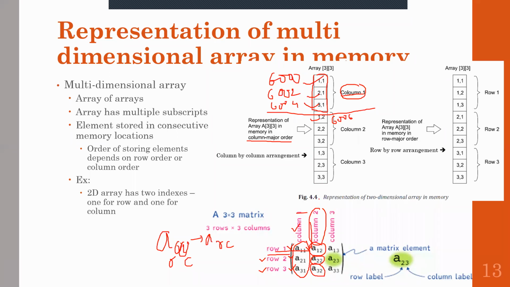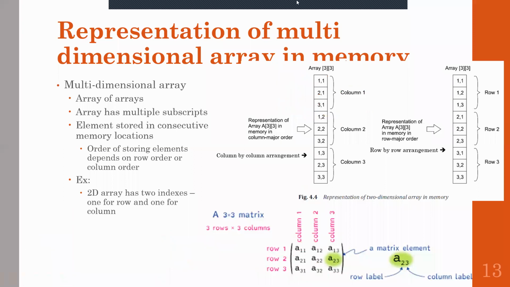So here in column major, you consider the column and store the elements in sequential form. Next, once this is done, you come to the next column and store the elements in sequential form. So this you continue till all the elements are stored. So this is what is happening in column major order.